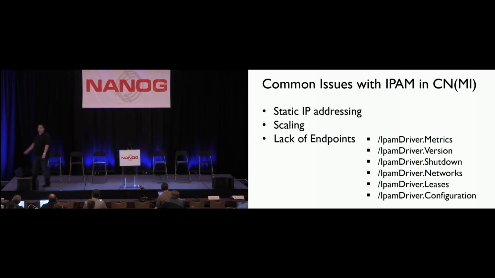If you try the traditional technique, which is basically MAC address to IP address mapping, it will also not work for you because your assembly will try to use the same MAC address, and Docker would fail to provide service because it will say that MAC address is already taken. Lack of endpoints: you want to be able to query for metrics, for versions. You want to be able to know the leases on the MAC address. The configuration, you want to be able to shut down the driver, and all of these things are common.